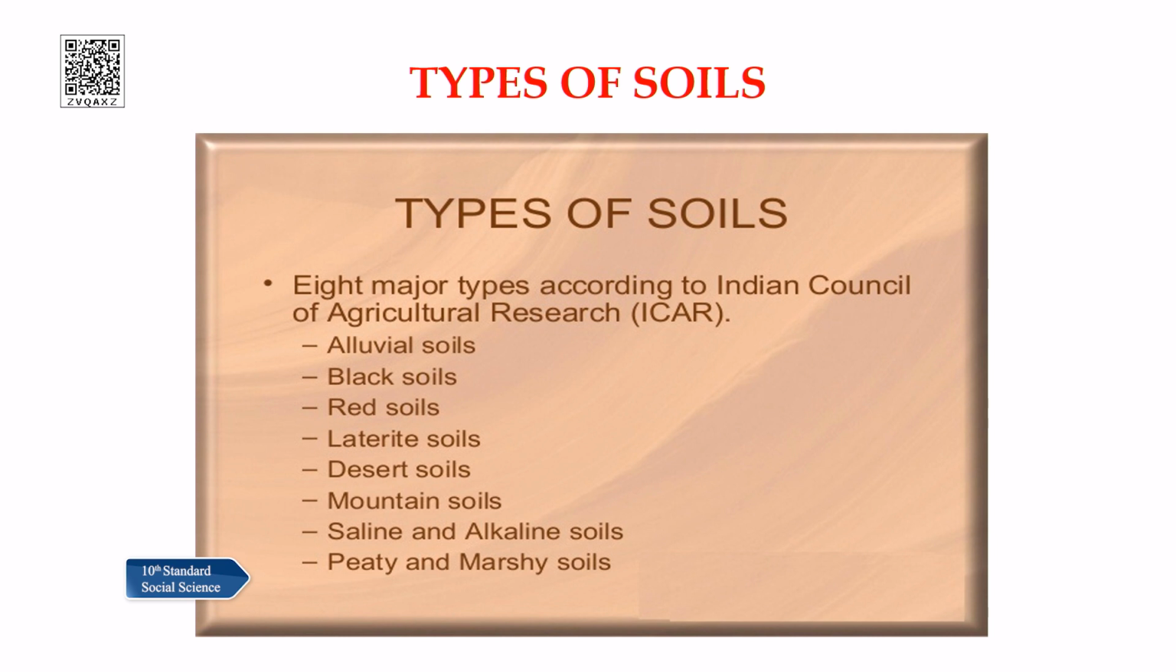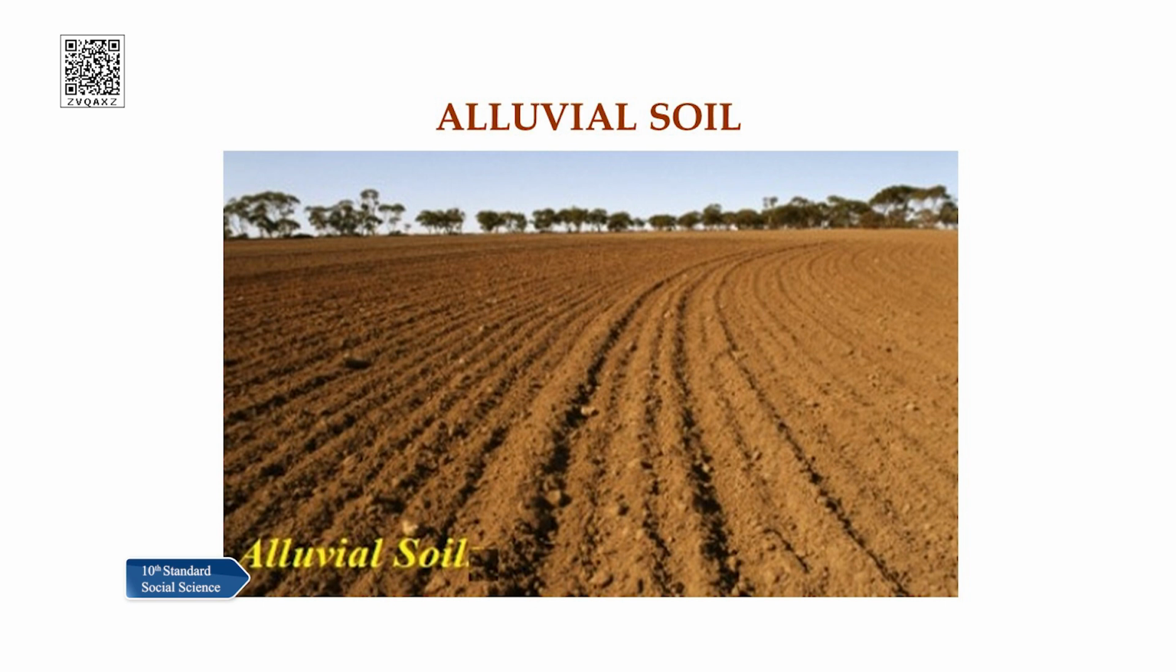Now all these soils have got different features and they are found in different regions and different types of crops are grown in these 8 types of soil which we are going to see in detail one by one. First we have got the alluvial soil. This alluvial soil is the most fertile soil. How is this soil formed? They are formed by the rivers and streams.